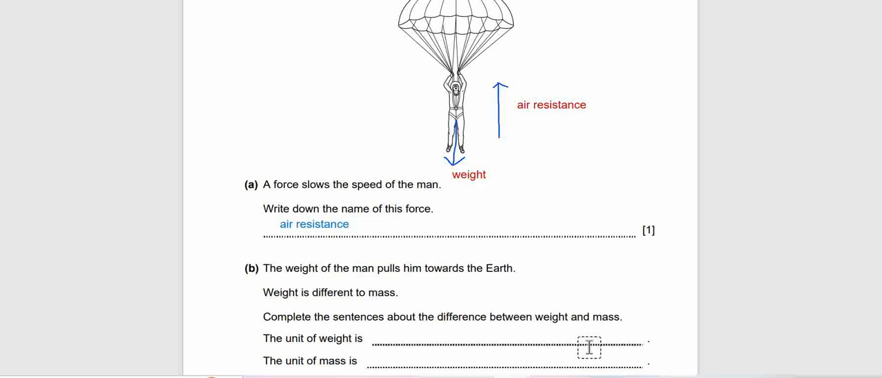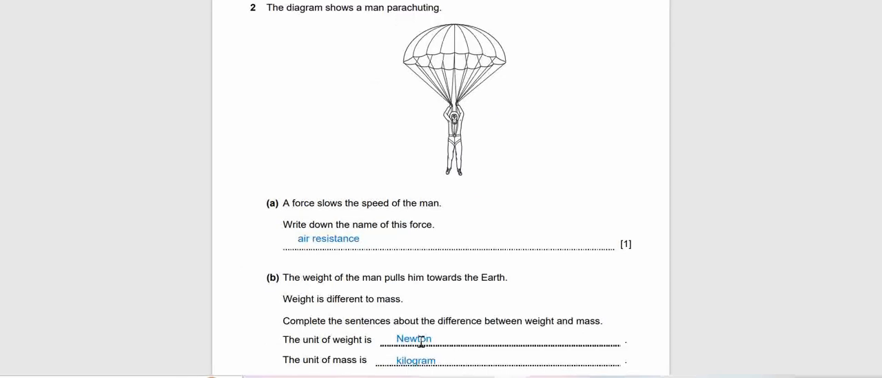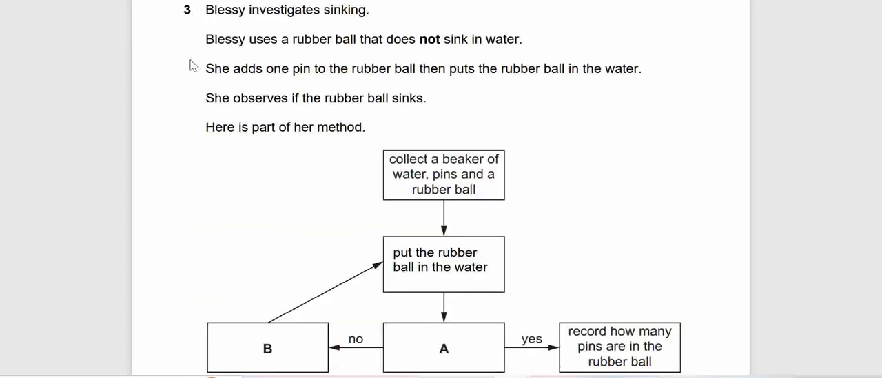Alright, let's open up the answer. Here you go. The unit of weight is Newton. The unit of mass is kilogram. Next. Leslie investigates sinking. Leslie uses a rubber ball that does not sink in water.